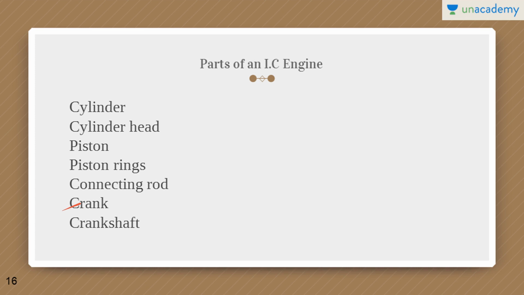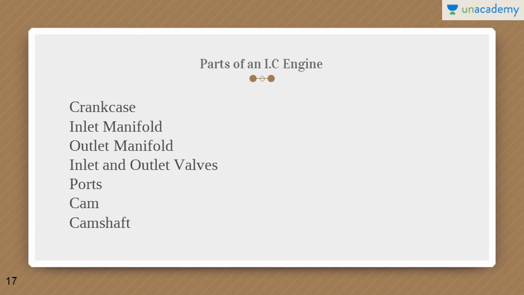Now the crankshaft helps in the transmission of power developed by the engine through the flywheel, clutch, transmission and differential to drive the vehicle. The crankshaft is forged or cast from an alloy of steel or nickel. Then you have something called the crankcase. The crankcase is the lower part of the cylinder block that encloses the crankshaft and provides a reservoir for the lubricating oil.